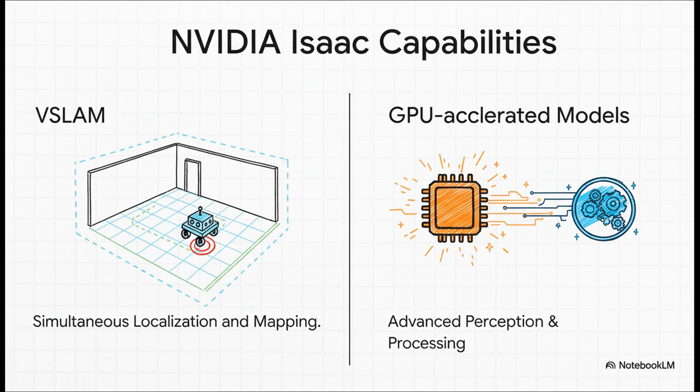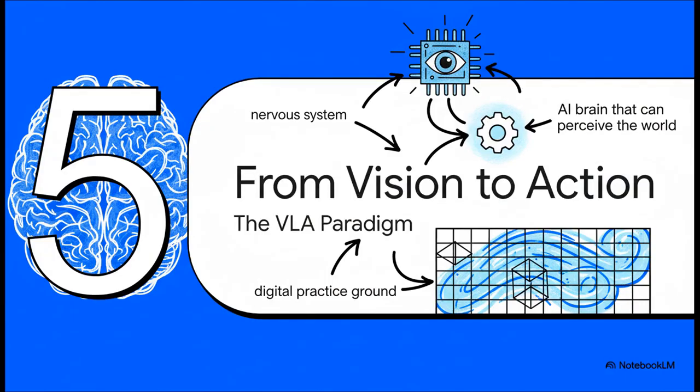It provides the specialized tools to make this all happen fast. For example, there's a technology called VSLAM. This lets the robot build a map of a room while at the same time tracking its own location inside that map. I mean, that's a complete game changer. A robot that doesn't know where it is is just a lost robot. And all of this is powered by GPU-accelerated models that give it the raw horsepower to perceive the world in real time. So we have a nervous system, a digital practice ground, and an AI brain that can perceive the world.